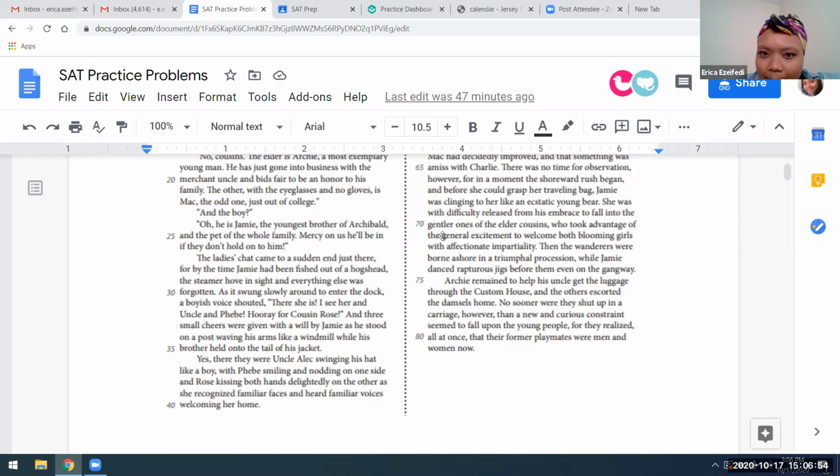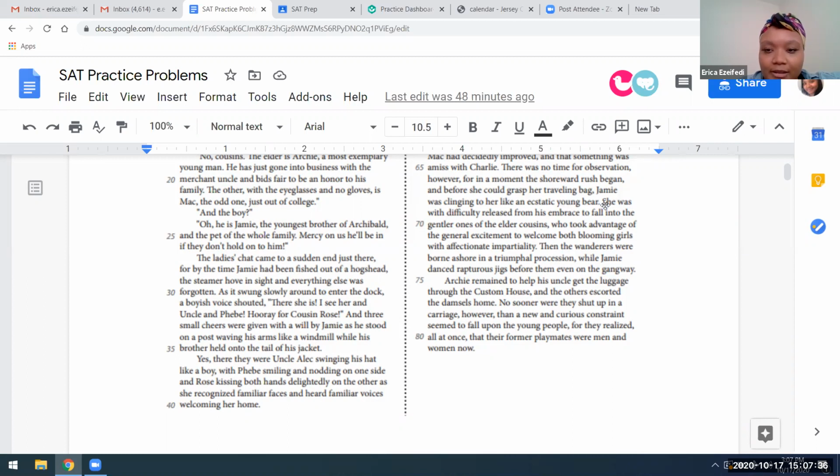So reading, if you're not sure about what the question is just from reading what line it's referring to, you can go to the line before really quickly just to give yourself some more context. So I'm going to read the line before, because I feel like the line it referred to isn't quite enough. Jamie was clinging to her like an ecstatic young bear. That paints a very vivid picture, like a very excited little animal that is clinging to you and you can't tear them off of you because they're so happy.